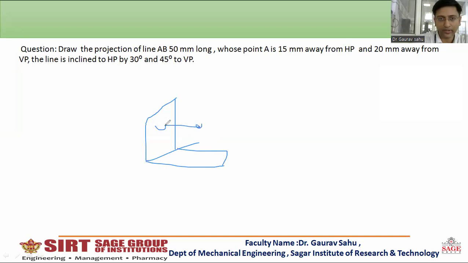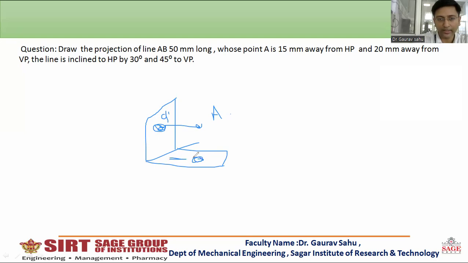So the projection will be over here, and it will be A dash. Now, if I say this point A is 20 mm away from VP, we can go back side and we can also go forward side. As per the rule, we have to go in the forward direction because we have to follow the first quadrant. So the distance is 20 mm, and this projection will be here, 20 mm.